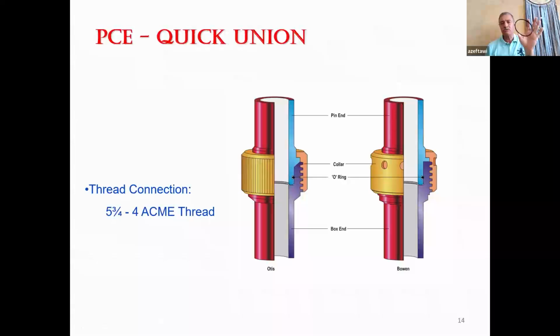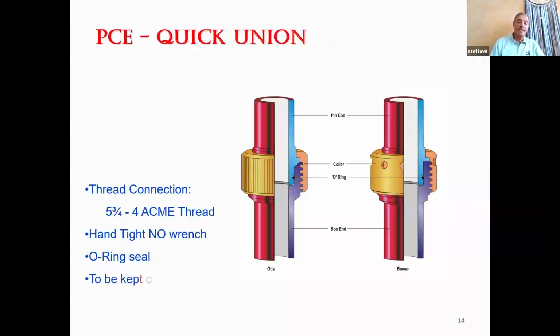This has to be brand new, and you use it only one time. So after the job, when you rig down, you have to cut it, kiss it goodbye, not to be used again. But this thread is Acme thread. The Acme thread does not make a seal. The O-ring is what makes the seal. That's why this is hand tight. And be sure it is clean. The thread is clean. You have to keep it all the way. Never use a wrench.